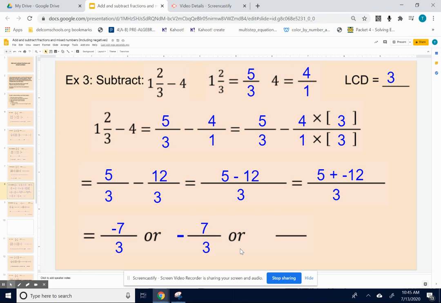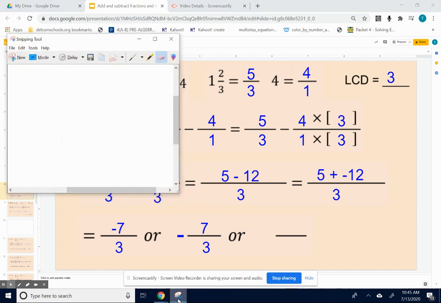Now think about this for a minute. That is improper. 7/3 is improper because the top's bigger than the bottom. So think of 7/3 as 7 divided by 3. Okay, 3 goes into 7 twice. Multiply 3 times 2, which is 6. And then subtract. 7 minus 6 is 1. And then put that remainder over the 3. So 7/3 is really 2 1/3 as a mixed number.